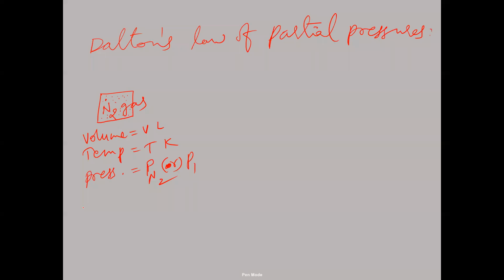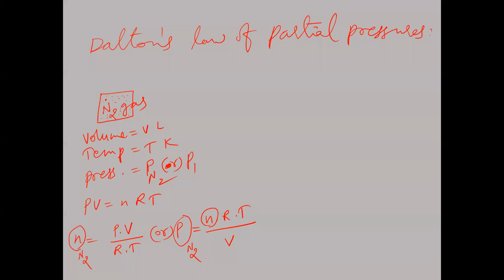Now according to the ideal gas equation, PV is equal to nRT. From the ideal gas equation, what is the formula for number of moles? n is equal to PV by RT. It is one formula. Or if you want pressure, the pressure is equal to nRT by V. Sometimes the number of moles will be given. So like this, the pressure of nitrogen gas we can calculate from the ideal gas equation, or the number of moles of nitrogen gas we can calculate.